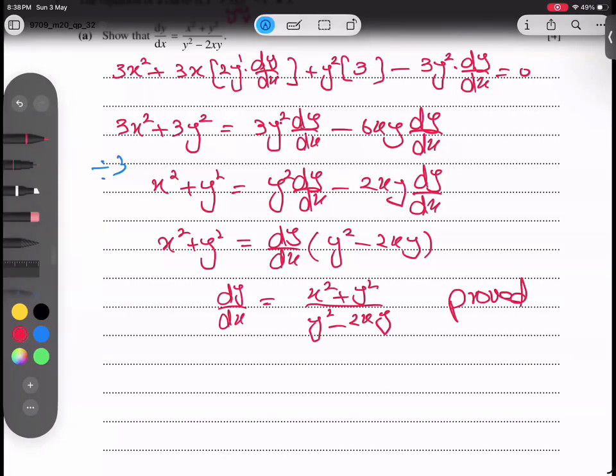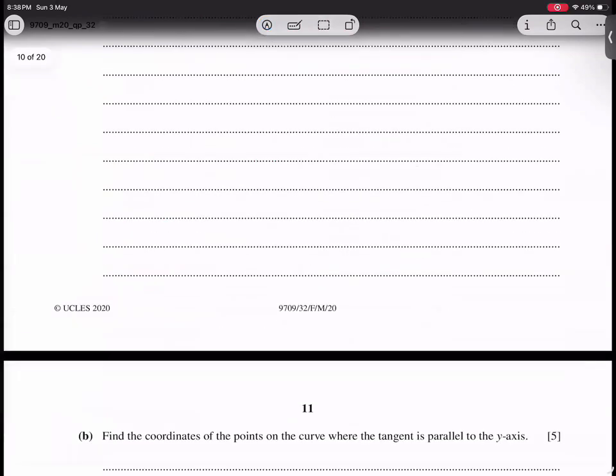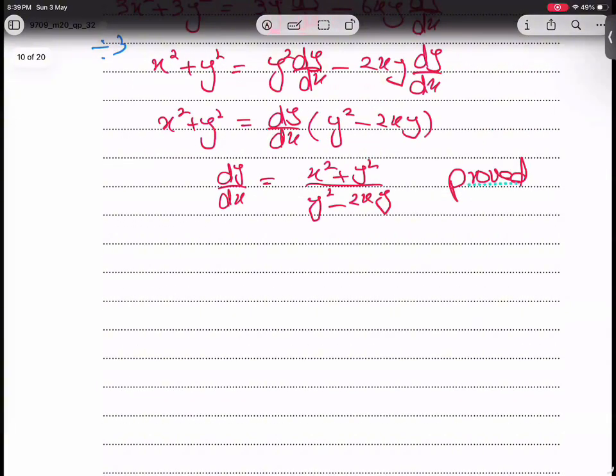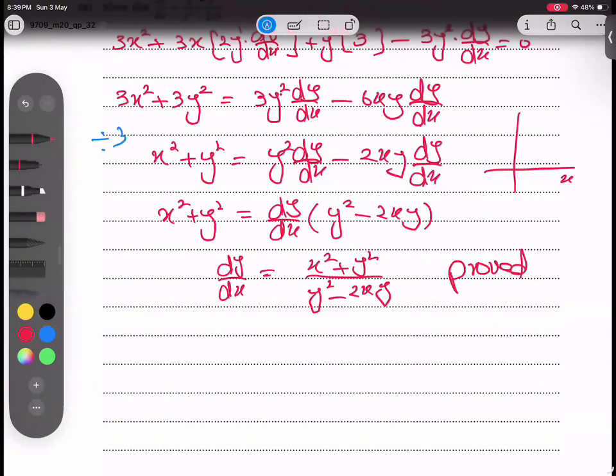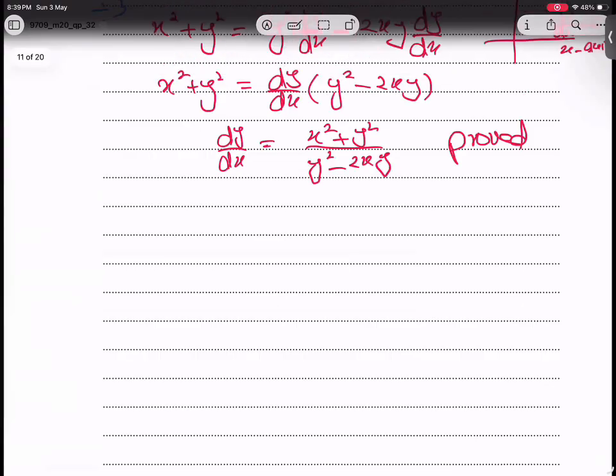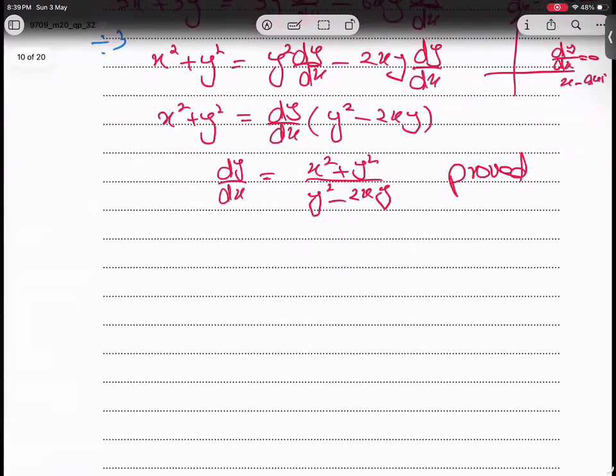The next part asks us to find the coordinates where the tangent to the curve is parallel to the y-axis. For extra information, when the tangent is parallel to the x-axis, the gradient is 0, which means dy/dx equals 0. If it is parallel to the y-axis, the gradient is 1 by 0, or infinity, same thing. So what is the question asking, parallel to y or x? Parallel to the y-axis, so I have to go for the y-axis. So I'm going to put the derivative equal to 1 by 0.